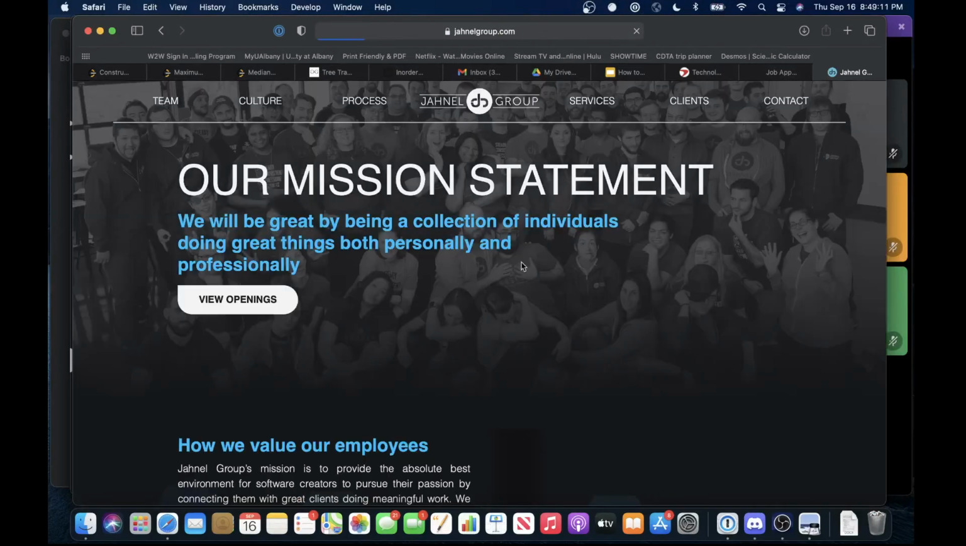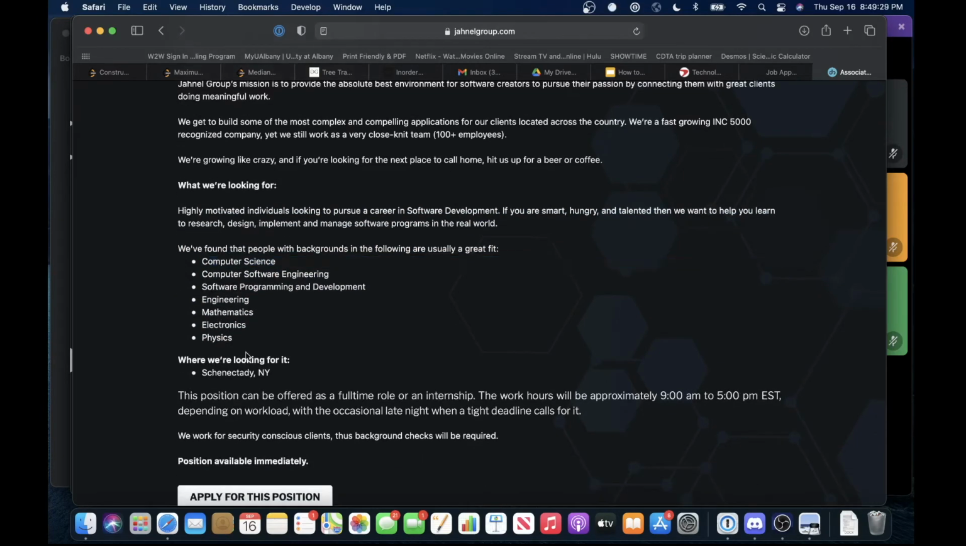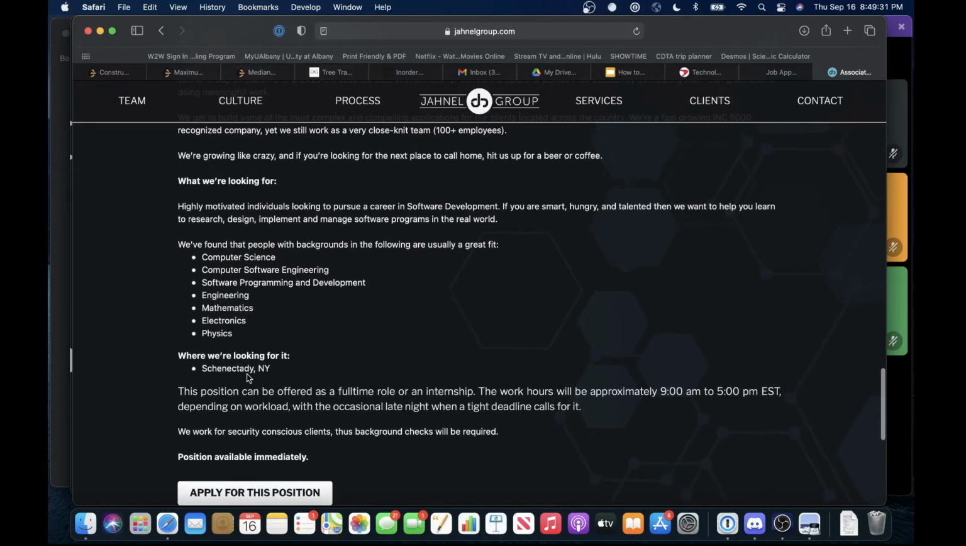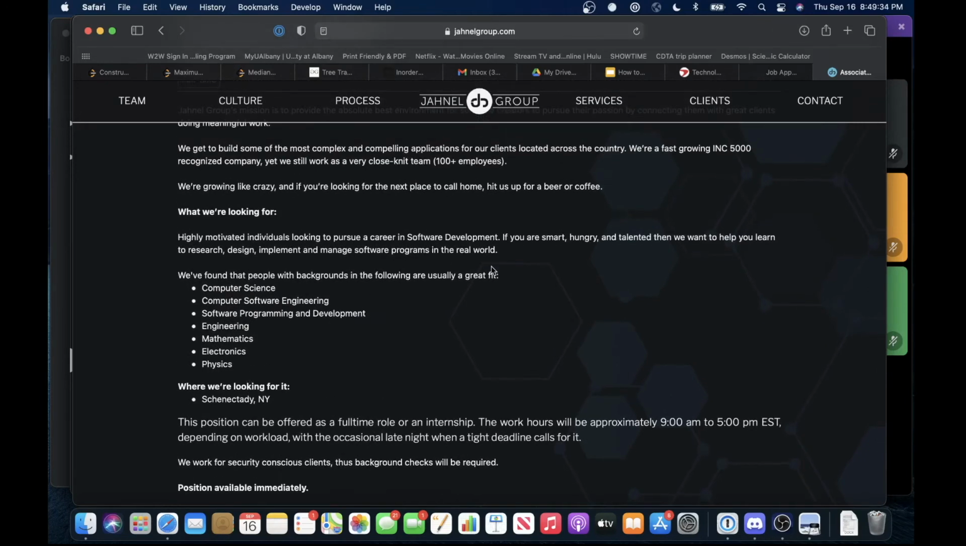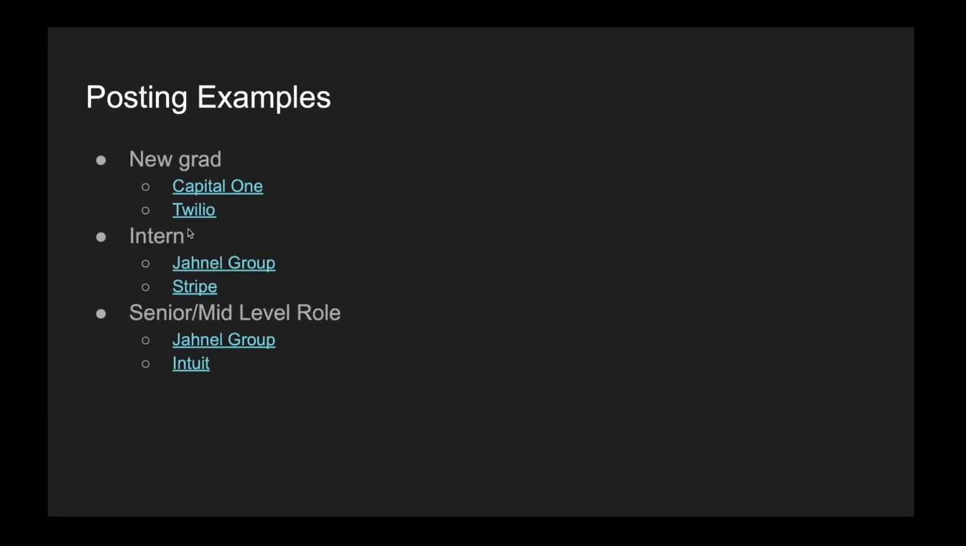This one from the Janelle group is also very vague. We're looking for highly motivated individuals who are smart, hungry, and talented. That's all of us. Nobody's going to say they're not. These are some backgrounds that we have usually found are a good fit. Computer science. All right, that's us. So that's literally the whole position. This is, again, a very vague posting. And the point I'm trying to make is just that pretty much no matter what your experiences are for intern and new grad positions, you are pretty much qualified based on these postings.